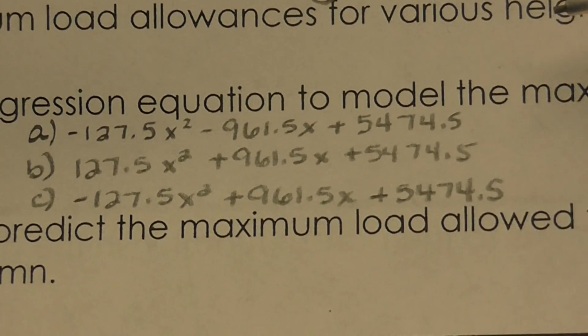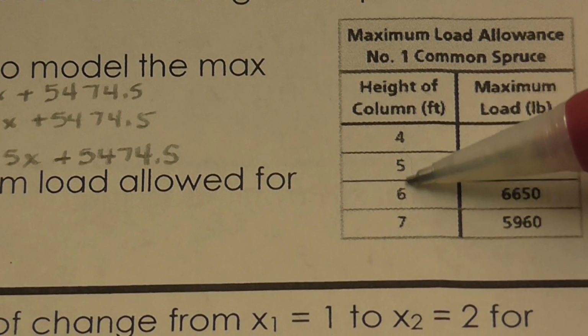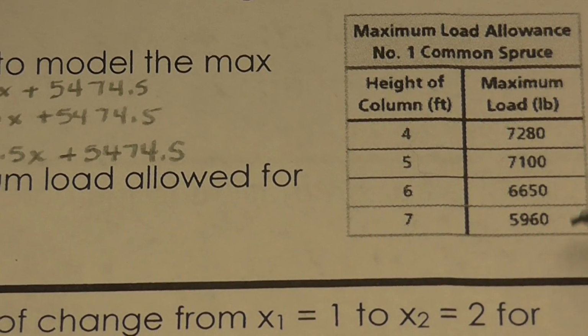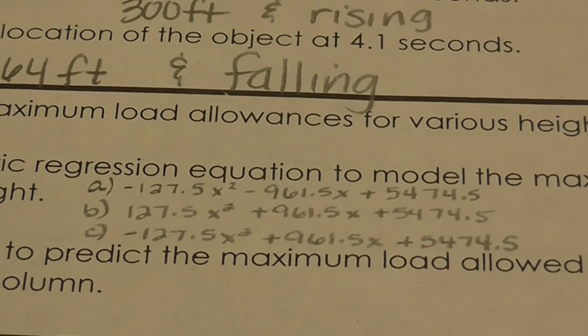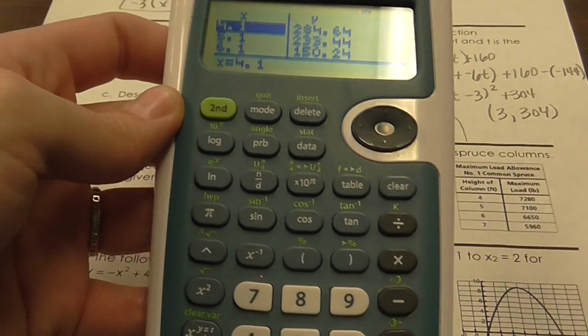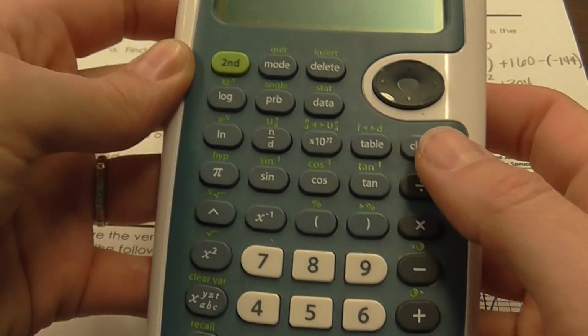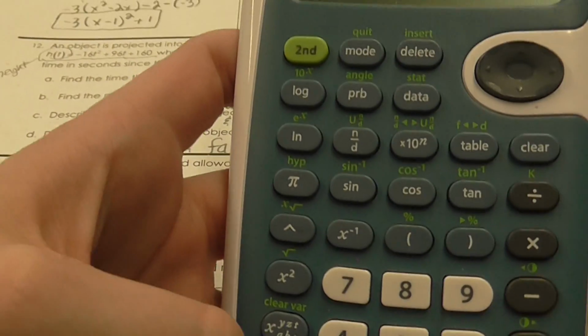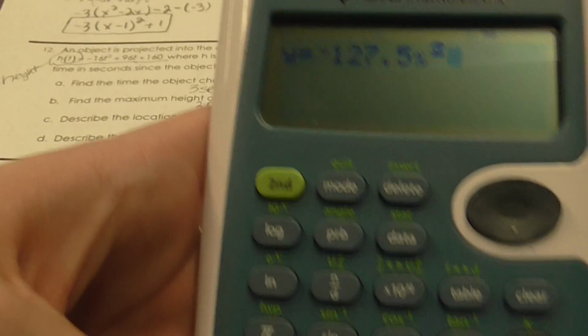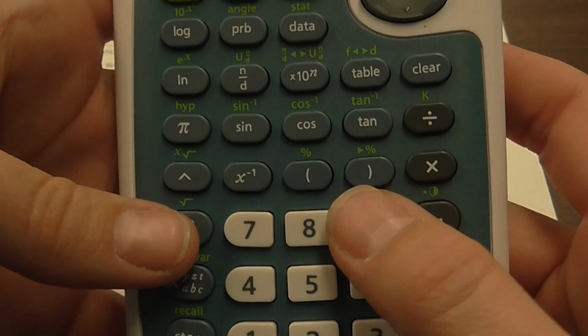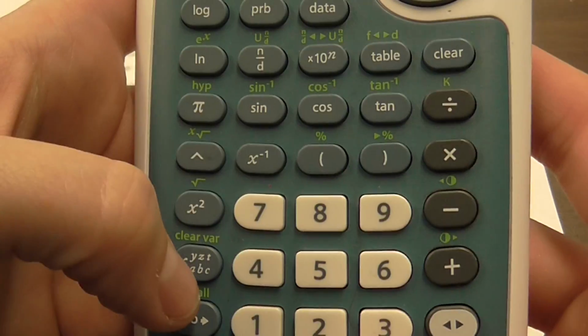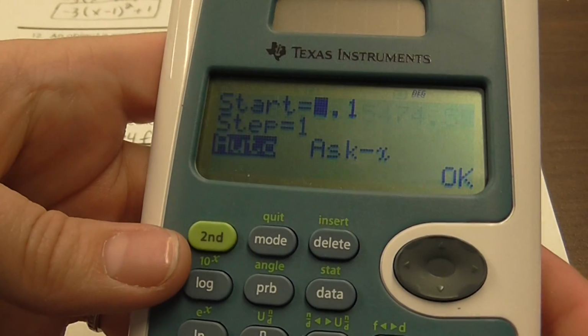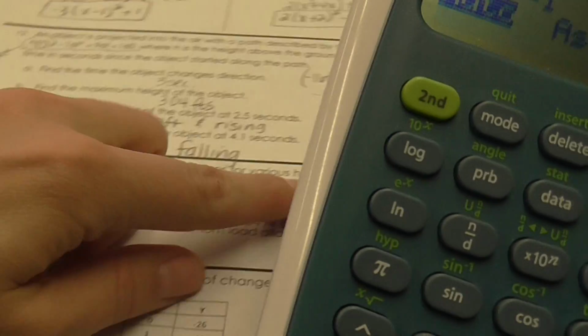We're going to give you equation options, and then you need to plug in the x values and see which one gives you the best y values. So if you go through the list, I'm going to go to my calculator now. I'm going to zoom out so you can see what I'm doing on the calculator. I'm going to go to my table, and I'm going to start with the first one. We're going to clear that off. So the first one is negative 127.5x squared minus 961.5x plus 5474.5.